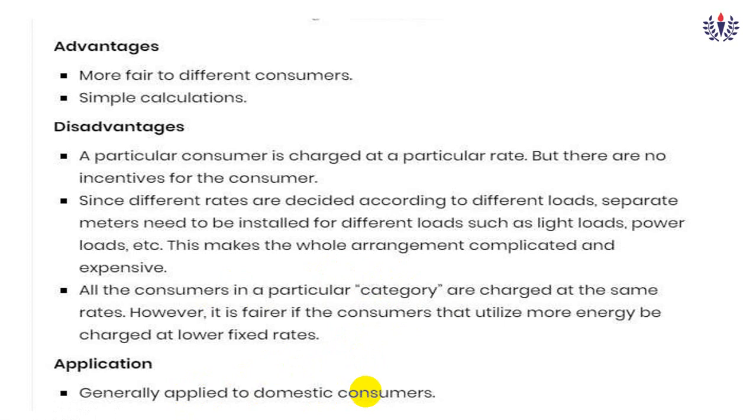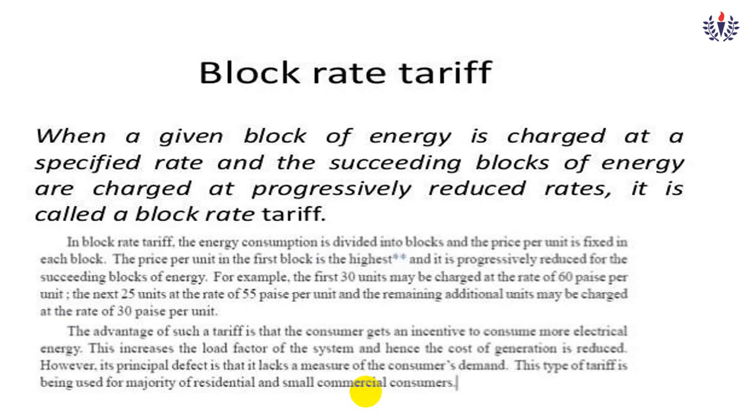Next one is the block rate tariff. Here, a given block of energy is charged at a specified rate and the succeeding blocks of energy are charged at a progressively reduced rate. It is known as block rate tariff. So how can we explain this? In block rate tariff, the energy consumption is divided into blocks and the price per unit is fixed in each block. For example, the price per unit of the first block is the highest one.